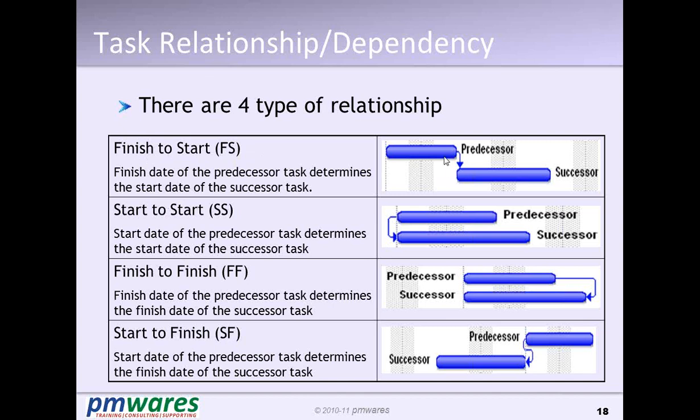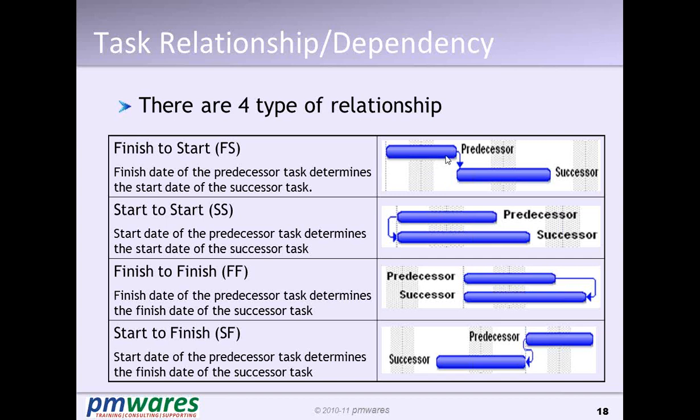dependency, that is, a predecessor must finish for the successor to start. So until this finishes, this will not start. Okay. Now start to start means the predecessor and successor both can start at the same time. So here it is a must dependency, this is a can dependency.